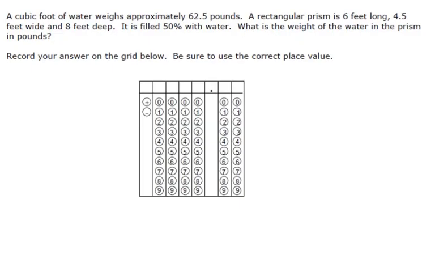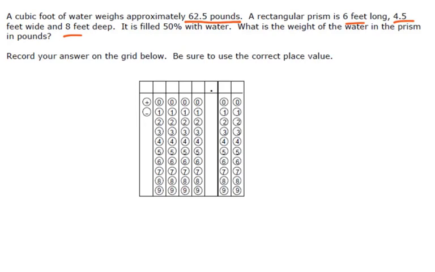Next problem. 1 cubic foot. A cubic foot means one of them. Of water weighs approximately 62.5 pounds. Dang, that's pretty heavy. Didn't know it, but water's real heavy. A rectangular prism is 6 feet long, 4.5 feet wide, and 8 feet deep.